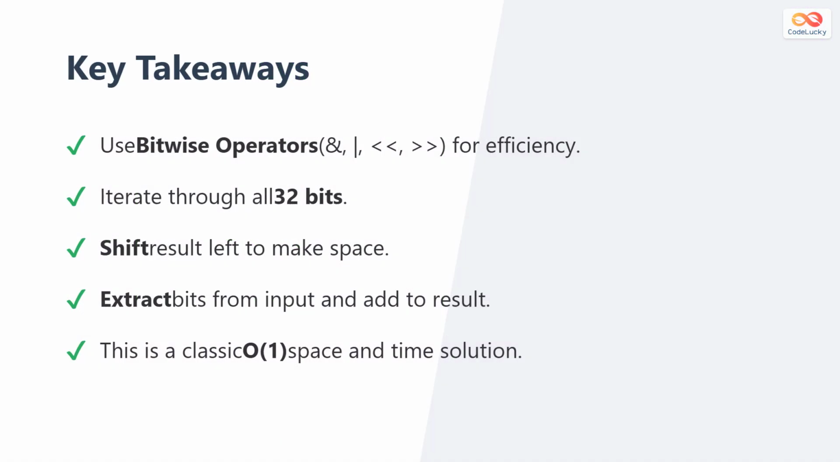To wrap up, remember to use bitwise operators for speed. Iterate through the fixed size of the integer, which is 32 bits. Shift your result to the left to build the new number, and shift your input to the right to process it bit by bit. This guarantees an optimal solution.